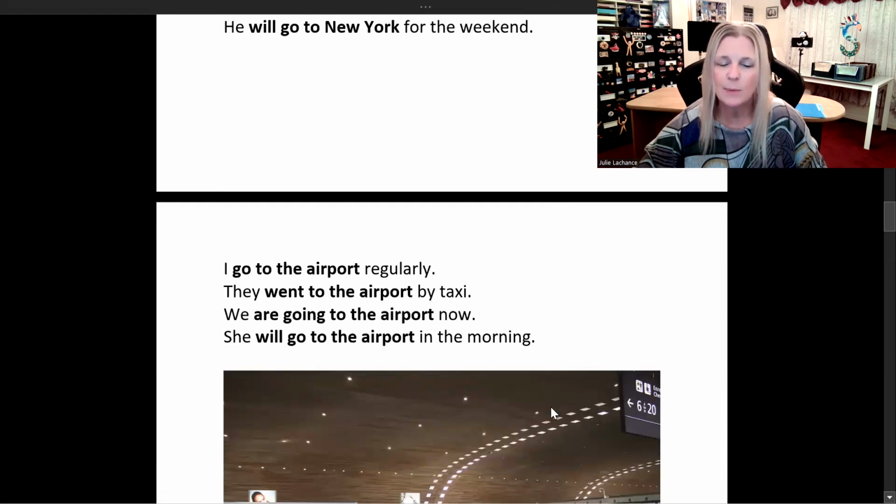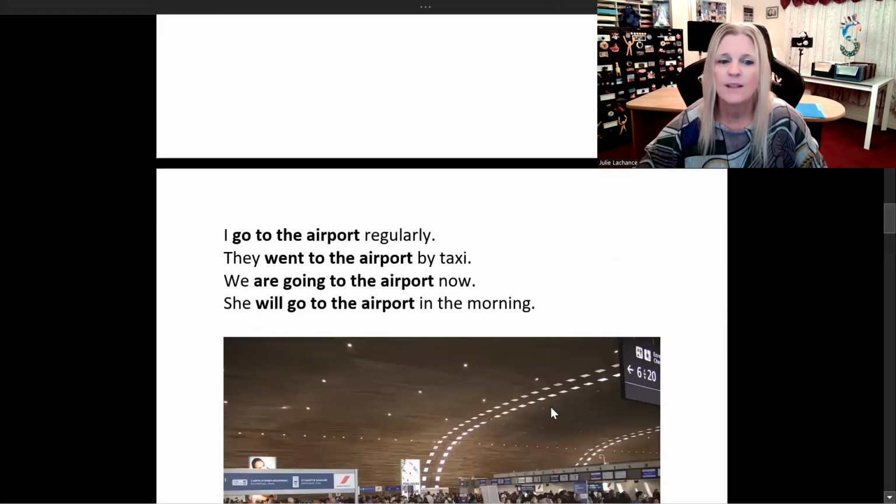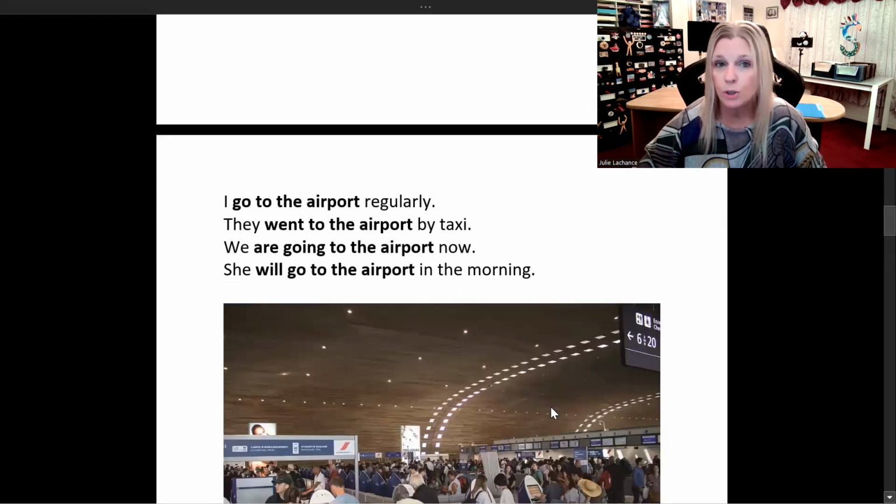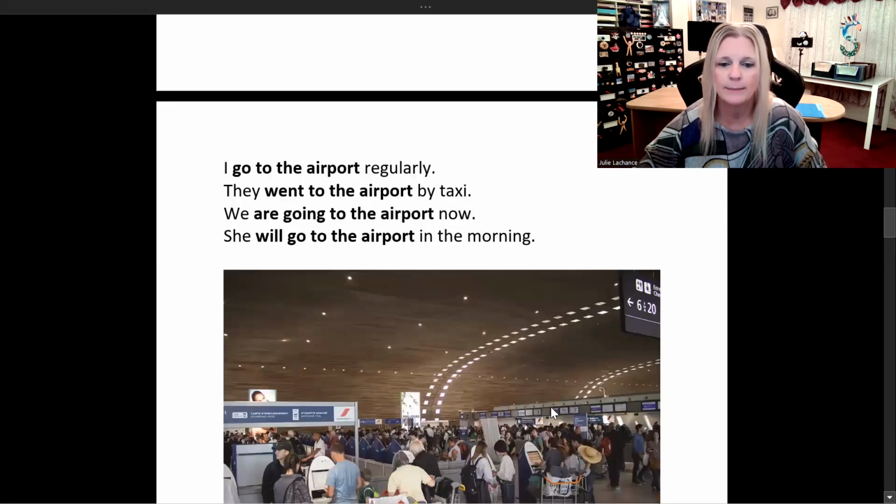I go to the airport regularly. They went to the airport by taxi. We are going to the airport now. She will go to the airport in the morning.